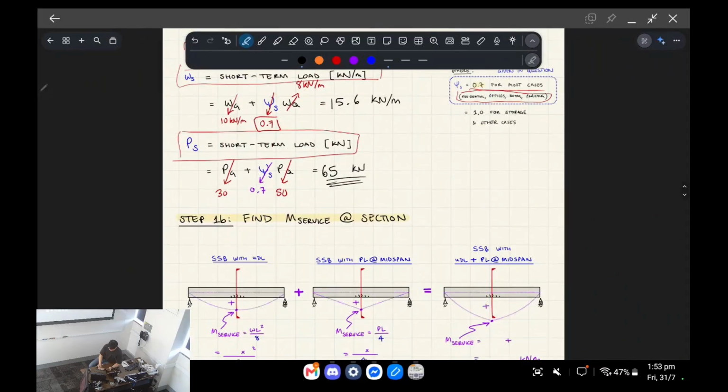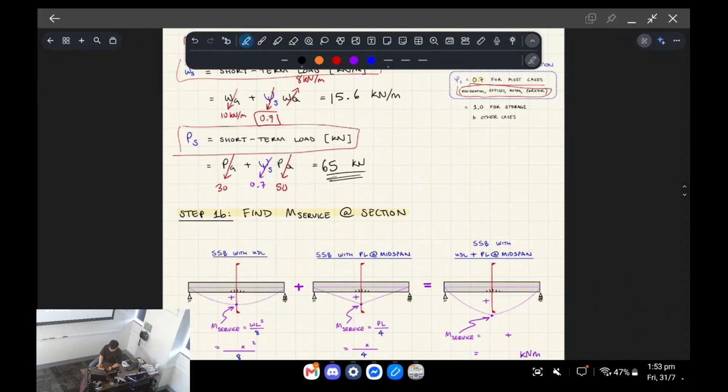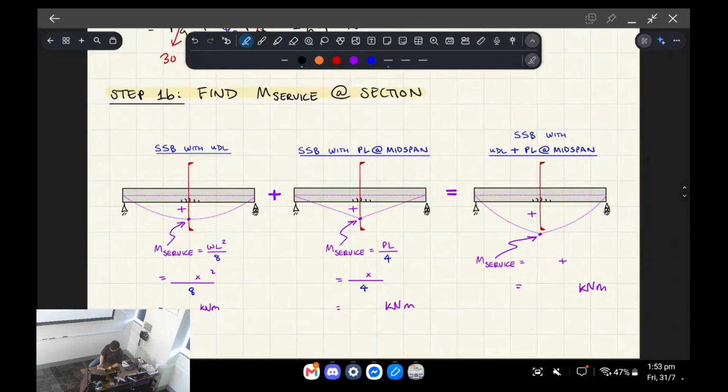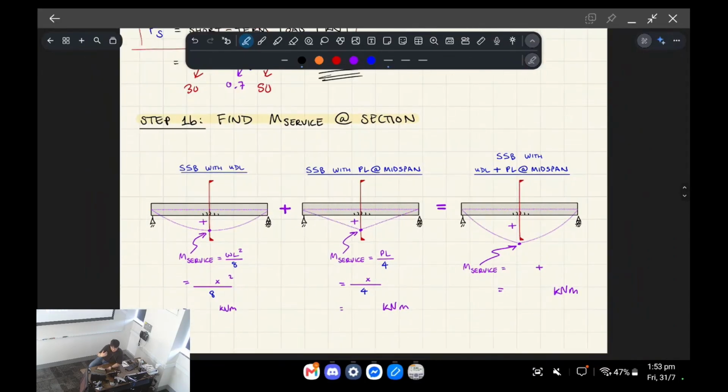Okay, so once we know what the service loads are, let me scroll down on this. That's method 2. What we're going to do is find the service load at the section that we're interested in. As we did in step 0, we need to look at the middle of the beam, right? So we're going to find what the service bending moment is in the middle of the beam, okay?